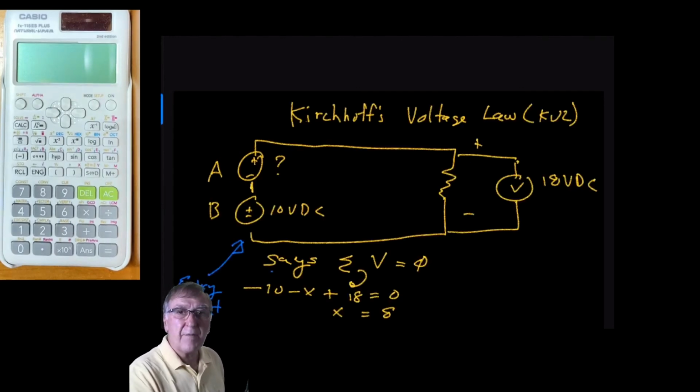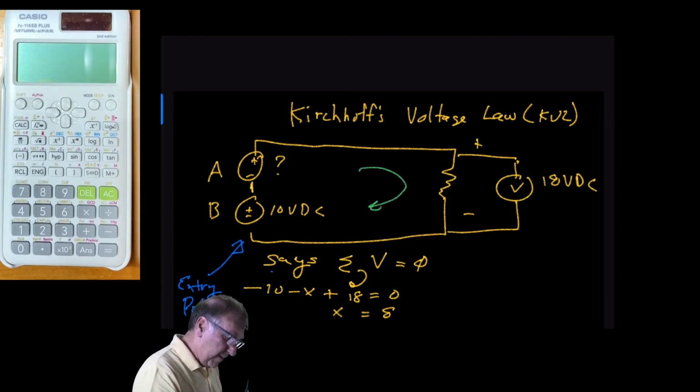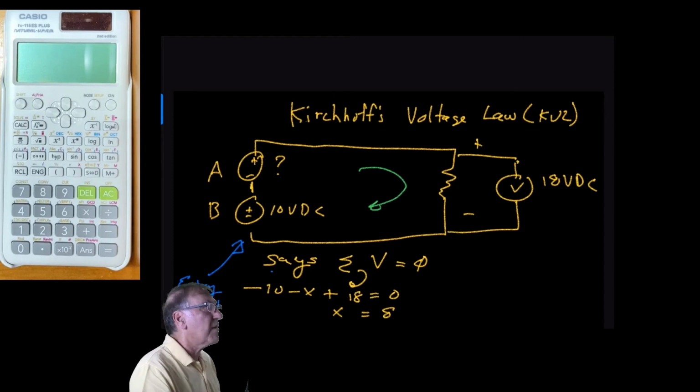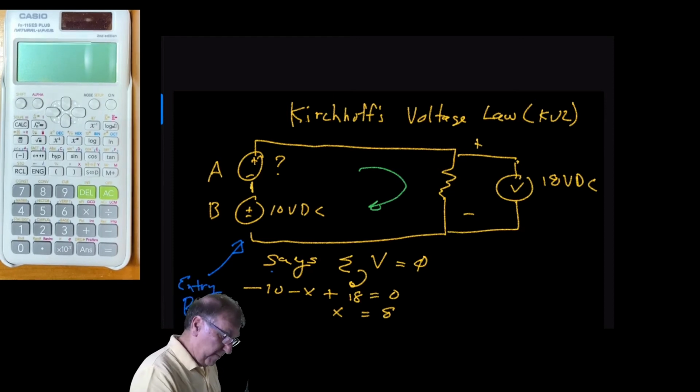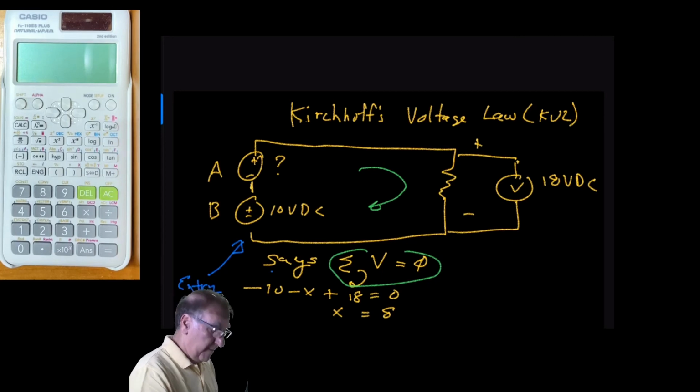And now I'd like to talk about Kirchhoff's voltage law. Basically, that states that if we go around the loop, the voltages will sum to 0. And that's this expression right here. The sum of the voltages around the loop equals 0.